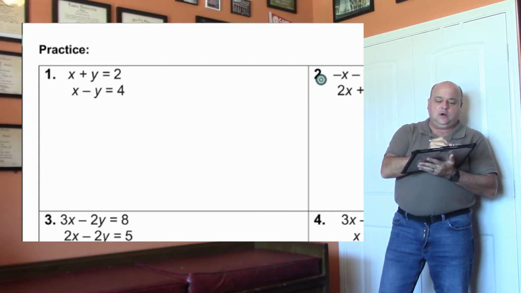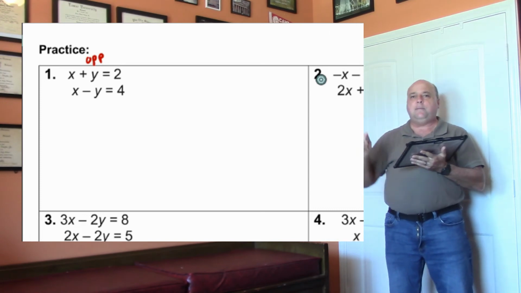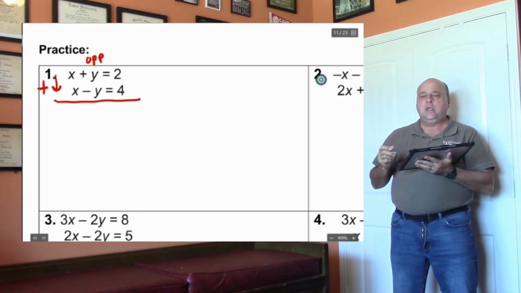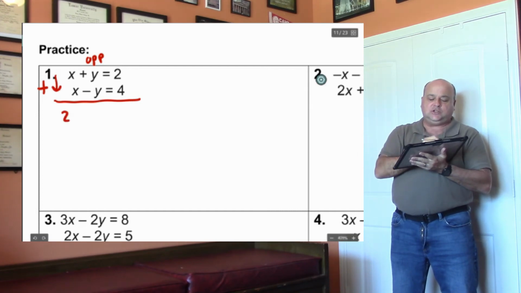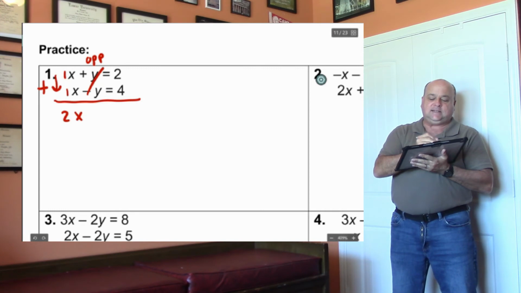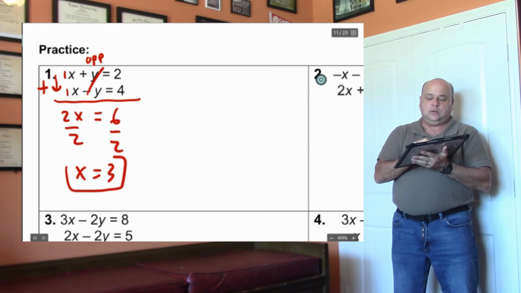So on this problem here, the y's are opposites already. I have a plus 1y and a minus 1y. I'm going to draw a bar and I'm going to add and go straight down. So 1x plus 1x is 2x. Remember, there's 1's in front of those x's. The y's cancel out. 2 plus 4 is 6. Divide by 2, and I'm going to get x equals 3.